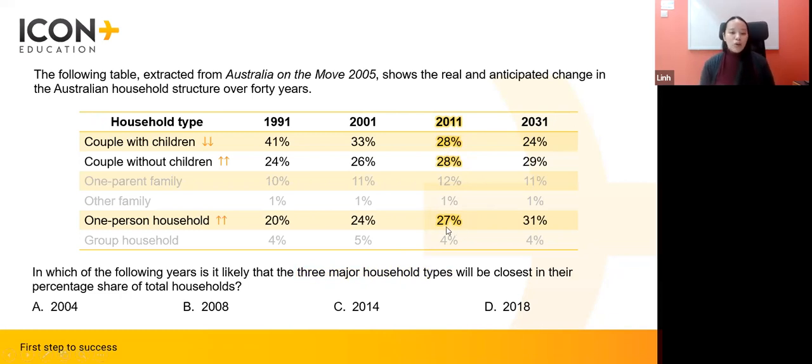Since all of them are following a consistent upward or downward trend, the year we're looking for probably will have to be around 2011. That means that B and C, because both of these are so close to 2011, are probably more likely than A and D. Now, B, 2008, is 3 years before 2011, and C is 3 years after 2011.